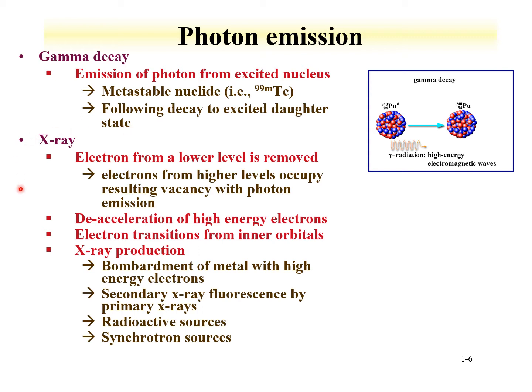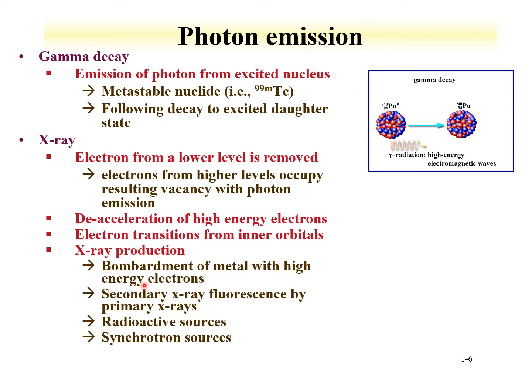Now, X-rays are also photon emission, but that's from the electron level. So it's not from the nucleus itself. And I'm sure you've seen this in previous courses. A lower orbital electron is removed. Electrons from the higher orbitals occupy that space, and a photon is emitted with that change. You can also get X-rays from deceleration of high energy electrons. You can also get electron transitions from the inner orbitals. So you get a number of these changes occurring, producing these X-rays.